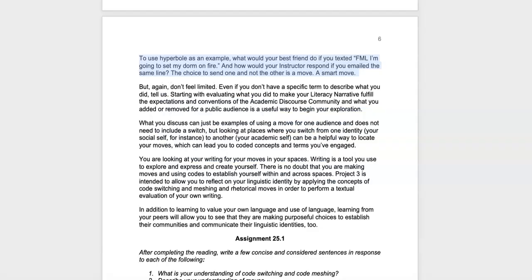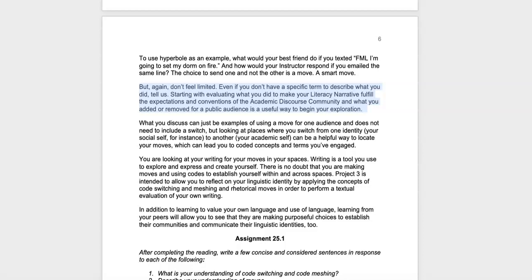Use hyperbole as an example. What would your best friend do if you texted, "FML, I'm going to set my dorm on fire?" And how would your instructor respond if you emailed the same line? The choice to send one and not the other is a move, a smart move. But again, don't feel limited. Even if you don't have a specific term to describe what you did, tell us.